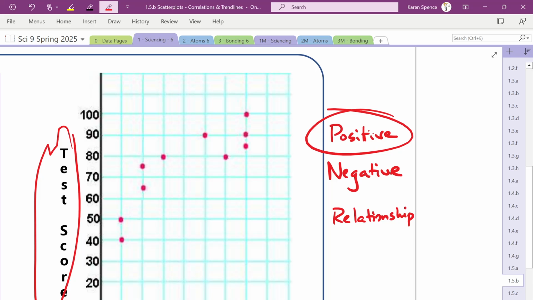Now, here's the trick. When you want to draw a line through this, because we want to show the overall trend, what we don't want to do is play connect the dots. Do not do this business, okay? I can't even reach up there to do it. Don't do that.